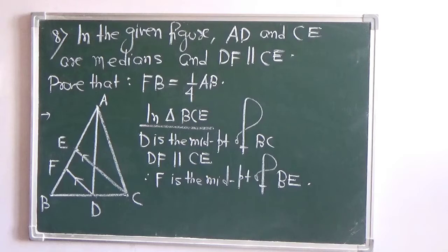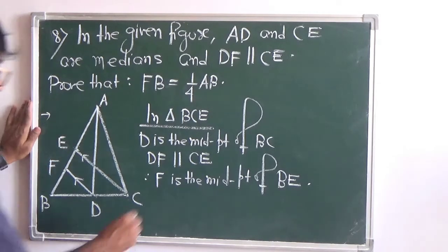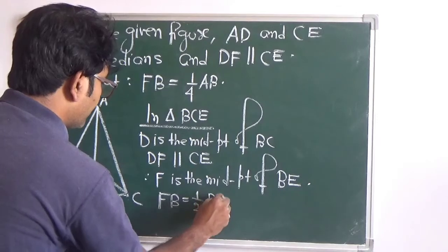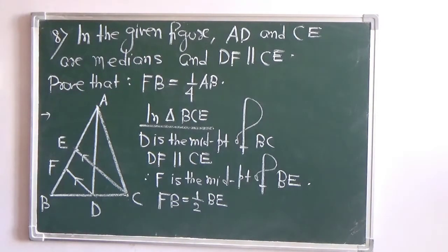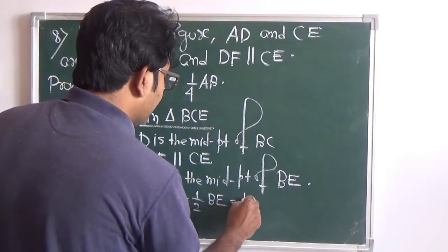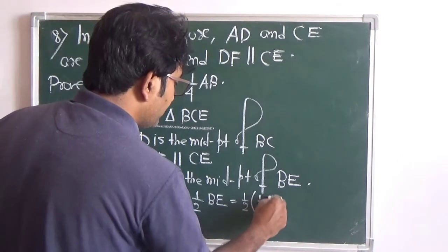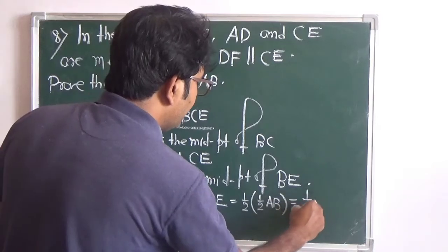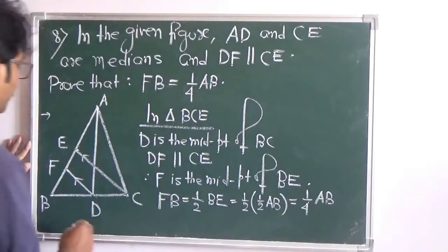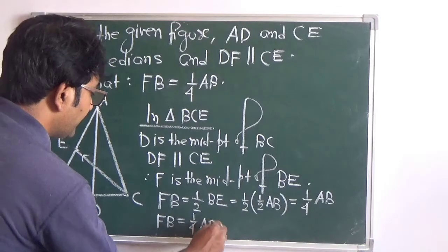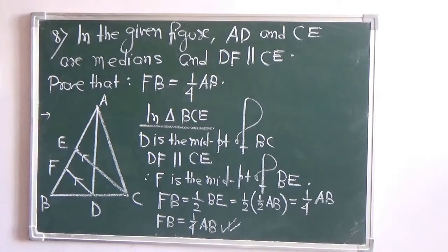Now we can write FB is half of EB, right? And BE is half of AB, because E is the midpoint. So half of BE is half of half of AB, so we have 1 by 4 AB. So finally we got FB equals 1 by 4 AB, and this proves the identity. So now we can move on to the next question, that is question number 9.